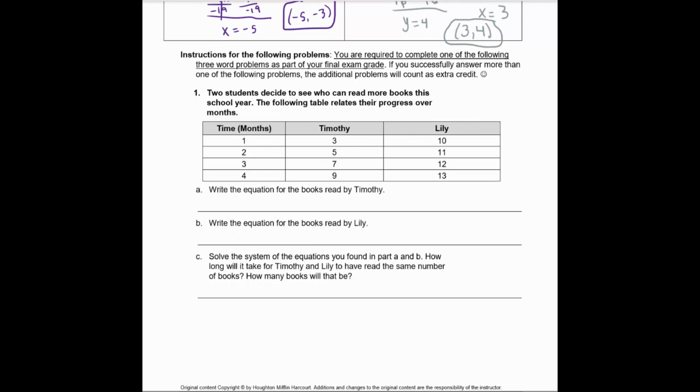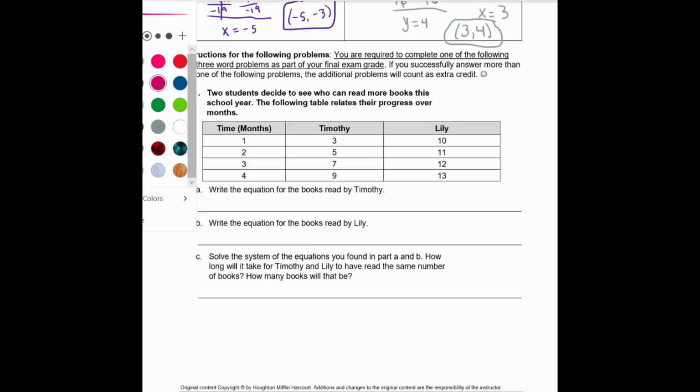So in this first one, 2 students decide to see who can read more books this school year. And the following table relates their progress over months. And so they have already started at the time of the contest with an amount of books read. So keep that in mind, because otherwise this doesn't make sense.